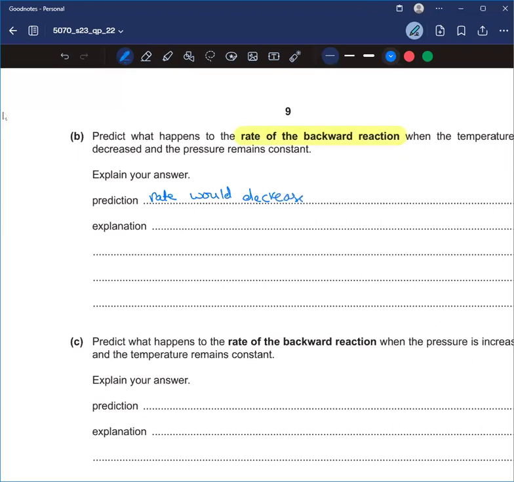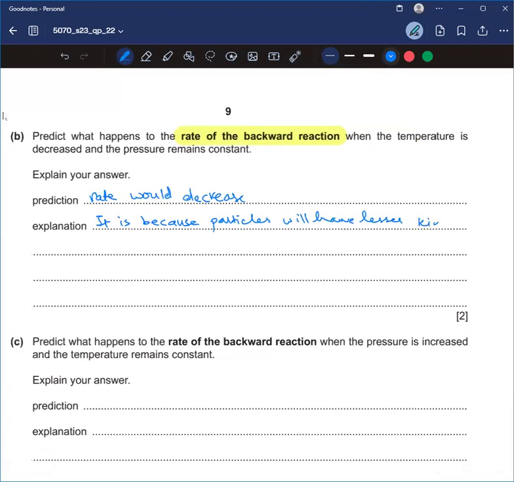Why? You need to explain it. It is because particles will have lesser kinetic energy, due to which less successful collisions will occur.